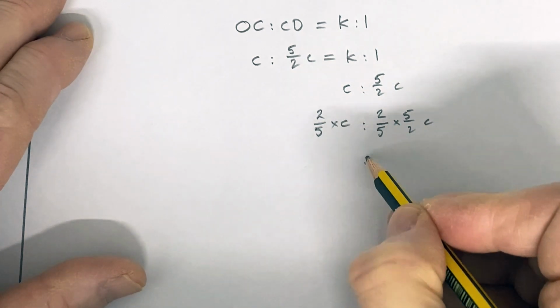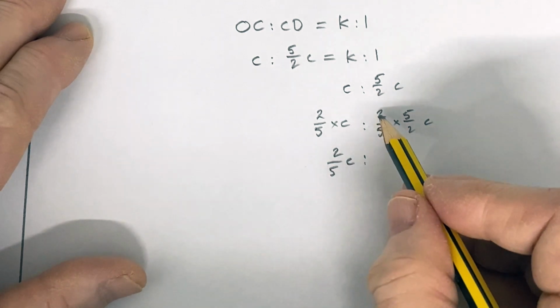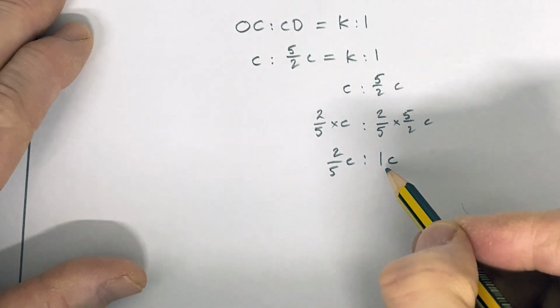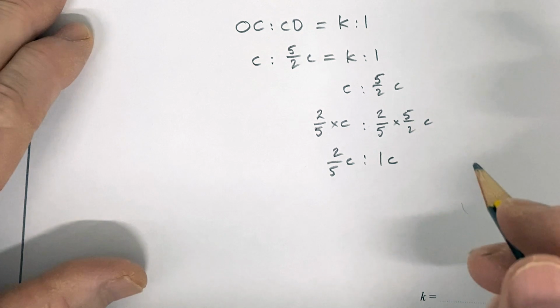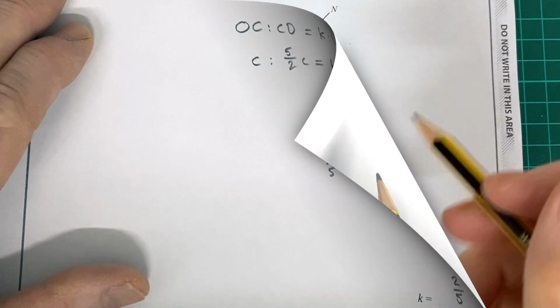So let's look at that one more step. 2 over 5c compares to 2 5s are 10, 5 2s are 10, so that's 1c. So now we've got a 1 that side, we've got a 2/5 that side, and that shows that k is worth 2/5. It's a lot of work for just 4 marks.